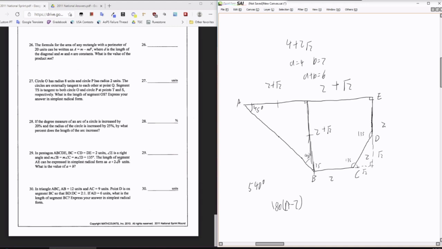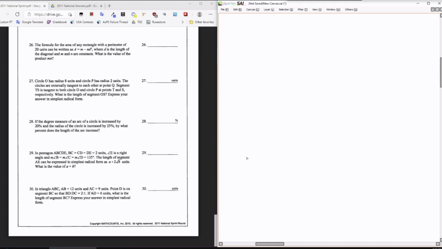Okay, let's move on to question number 30 now. In triangle ABC, AB equals 12 units and AC equals 9 units. Point D is on the segment BC, so that the ratio of BD to DC is 2 to 1. If AD equals 6 units, what is the length of segment BC? Express your answer in simplest radical form.